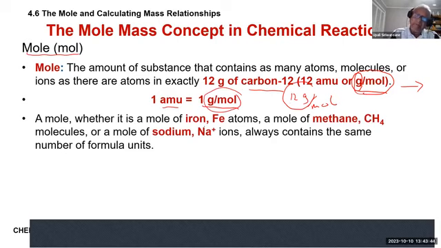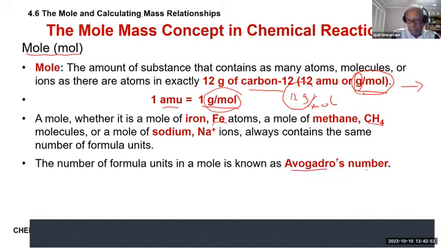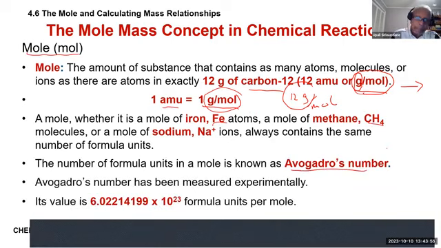A mole contains the same number of formula units. Avogadro number is this number, mostly rounded off to the second decimal place, 6.02 times 10 to the 23. So iron has that many atoms, methane has that many molecules, sodium has that many sodium ions. Therefore, formula units per mole is called Avogadro number, 6.02 times 10 to the 23. It's a large number.